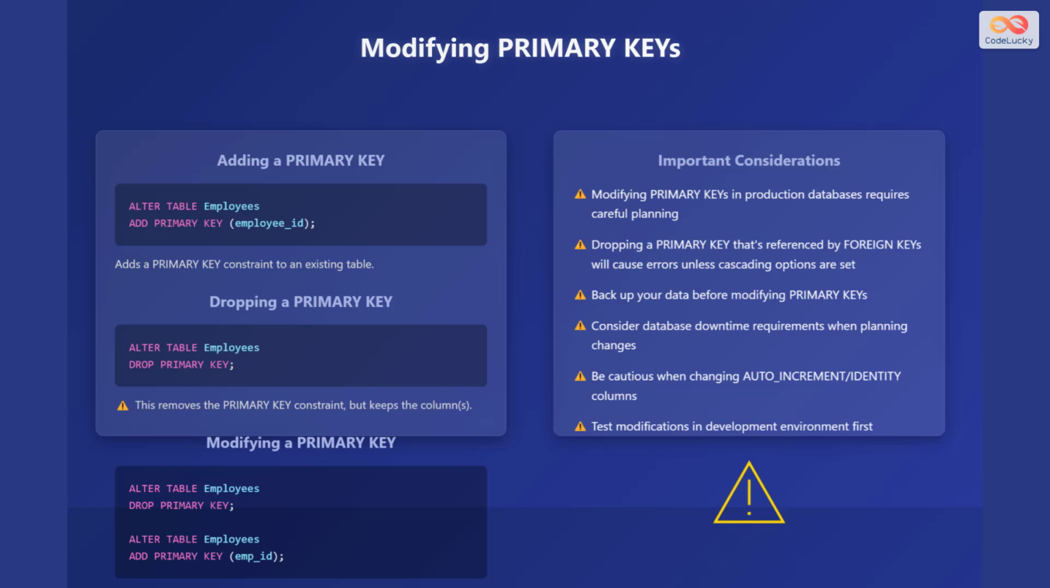Now let's see how to modify primary keys. You can add, drop, or modify primary key constraints using the ALTER TABLE statement. Here's how to add a primary key to an existing table. The script is ALTER TABLE employees ADD PRIMARY KEY (employee_ID); This adds a primary key constraint to an existing table.